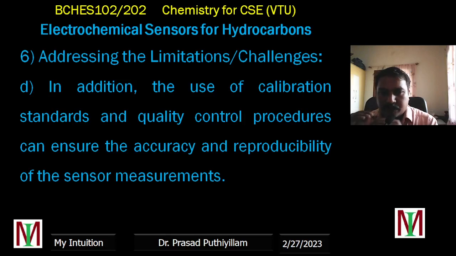You have to maintain that standard, the temperature, the pH, whatever the factors affecting the pressure, everything we have to consider, and we have to have a calibration standard. And quality control procedures, other procedures to improve the quality of the measurement, will give better accuracy and will get a more reproducible result. Reproducible result means the result which is given the first time, the second time when we measure also should give the same result. Then we call it reproducible results.